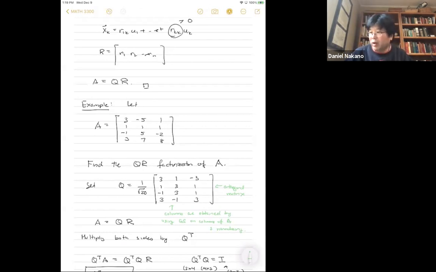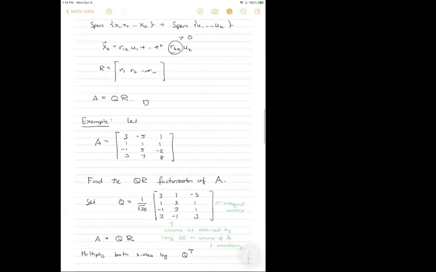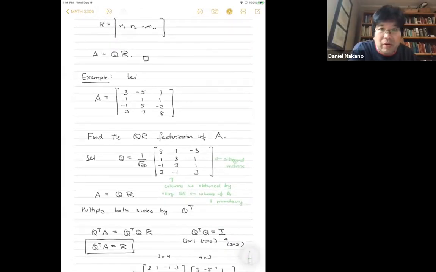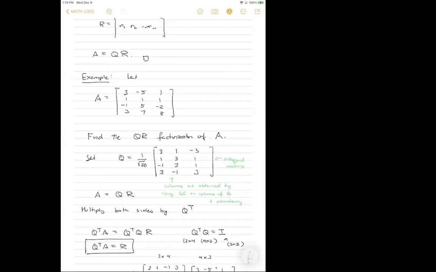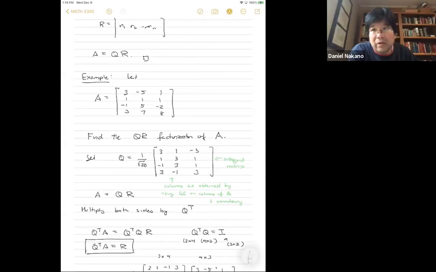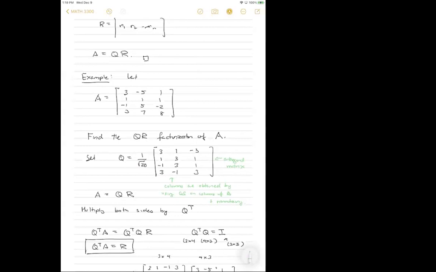You could see it from here. Look at the vectors. You take 3 squared plus 1 squared plus minus 1 squared plus 3 squared. That's going to be 20, and then you take the square root to get the length. You do that for every column, and you still get the square root of 20. Do you do this for every A equals QR factorization problem? Yes, you need to divide by the length for every vector you get from Gram-Schmidt.